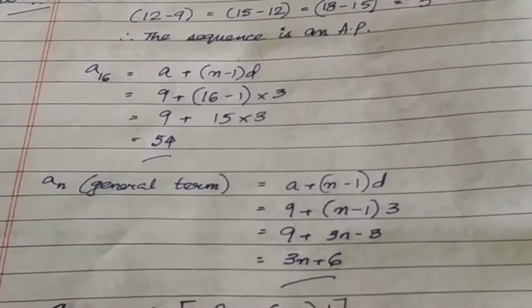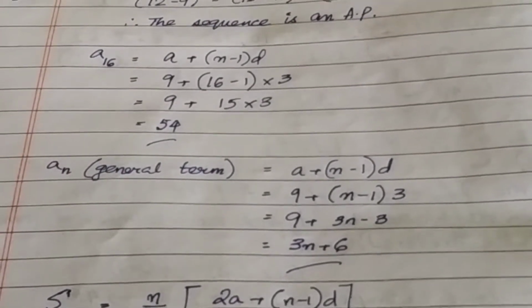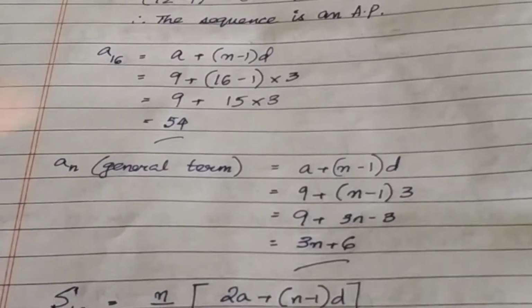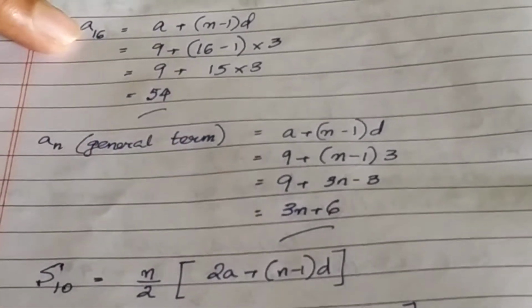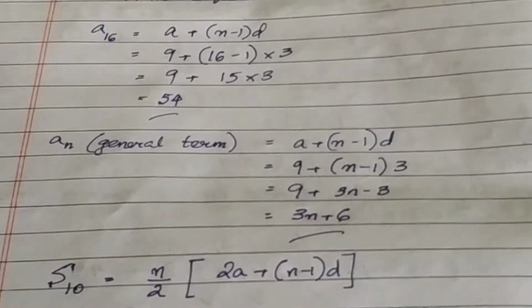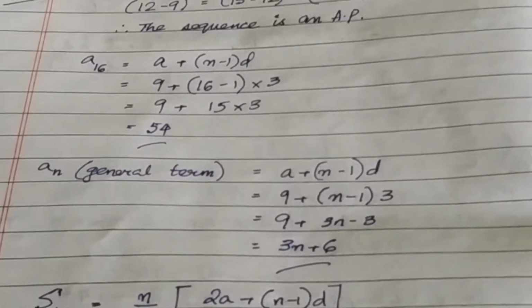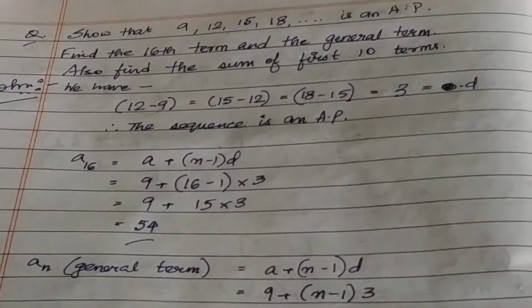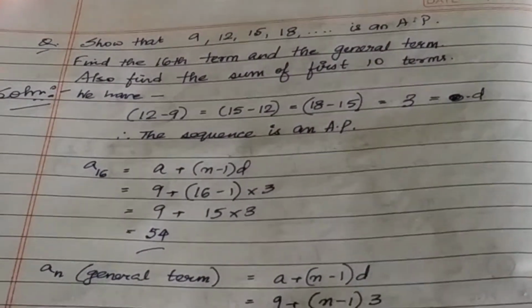And then they said that you need to find the 16th term of the AP. So as you have seen in the previous formula, that the two formulas that we have learned, the nth term will be a plus n minus 1 into d. n here will be 16 because you have to find the 16th term. a is 9, first term is 9, and d is 3. The common difference is 3, as we have found out here. So we will just substitute the values and calculate, and we'll get it as 54.